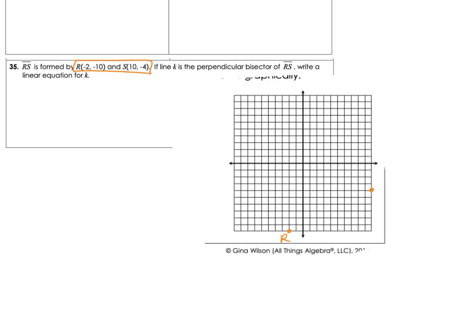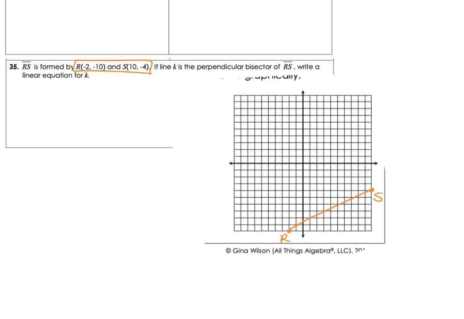Side note, if you want to borrow one of my straight edges, I think you know where they are. They're on my desk. Feel free to borrow.